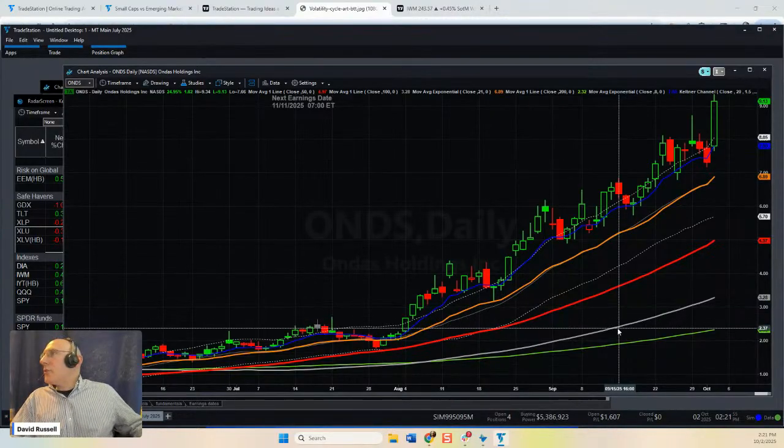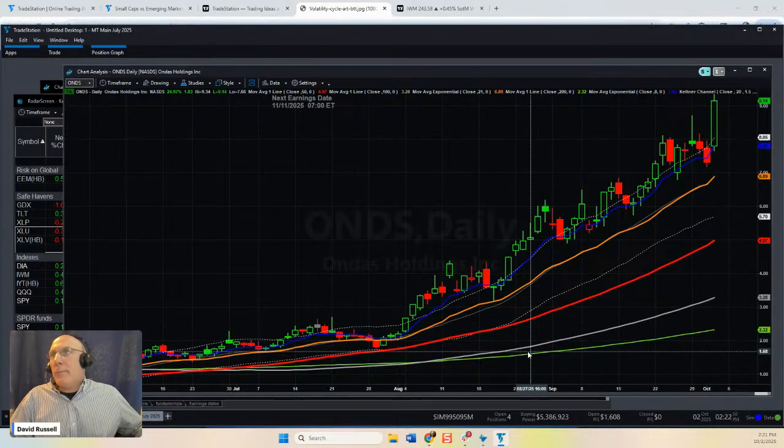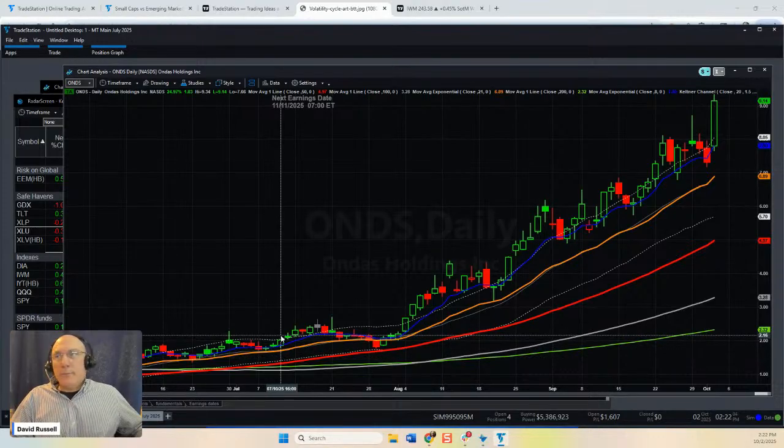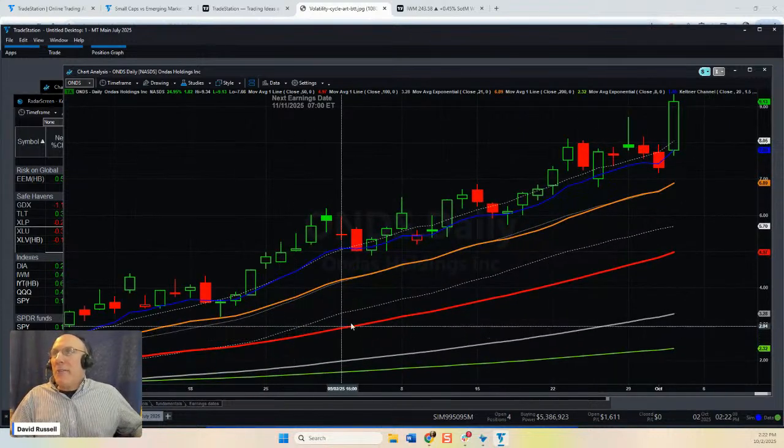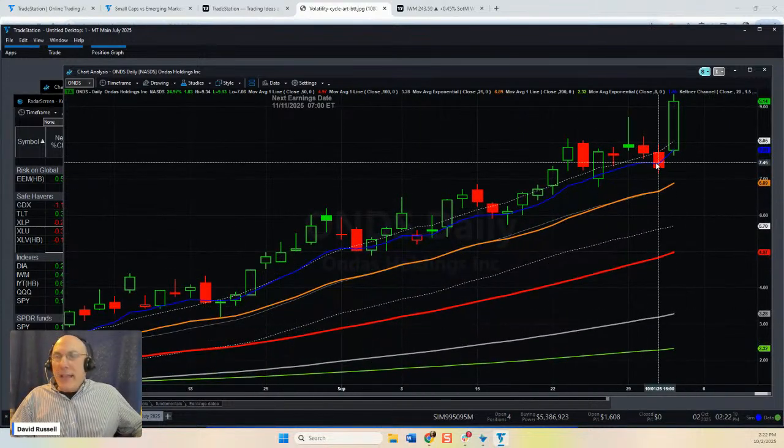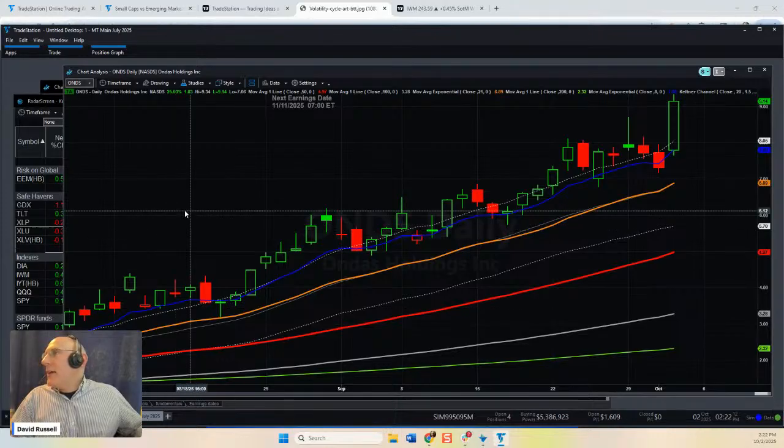And this stock is called Ondas Holdings. They do drones for military purposes. And I don't see any news today. This was one that I actually looked at yesterday, and I was thinking of buying it. Why? Because it hit the 8-day exponential. You see the blue line there. Like I said, we have this.